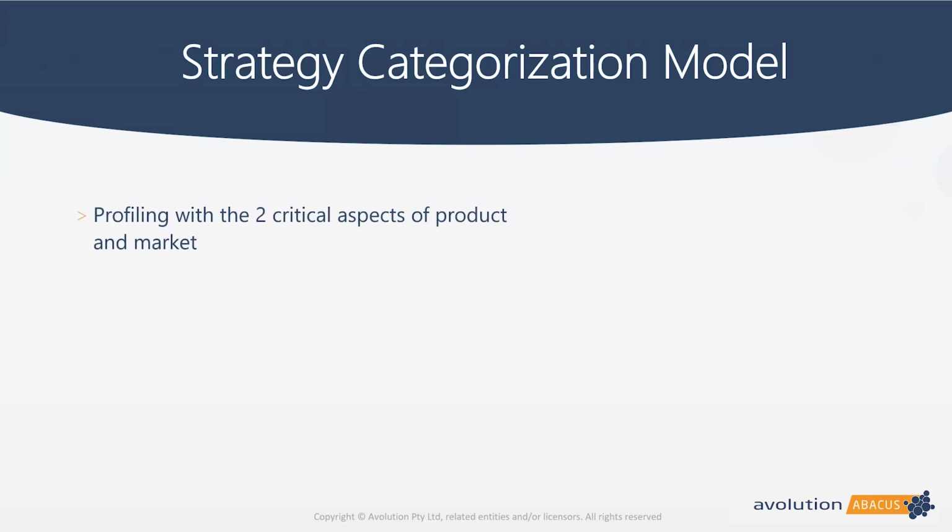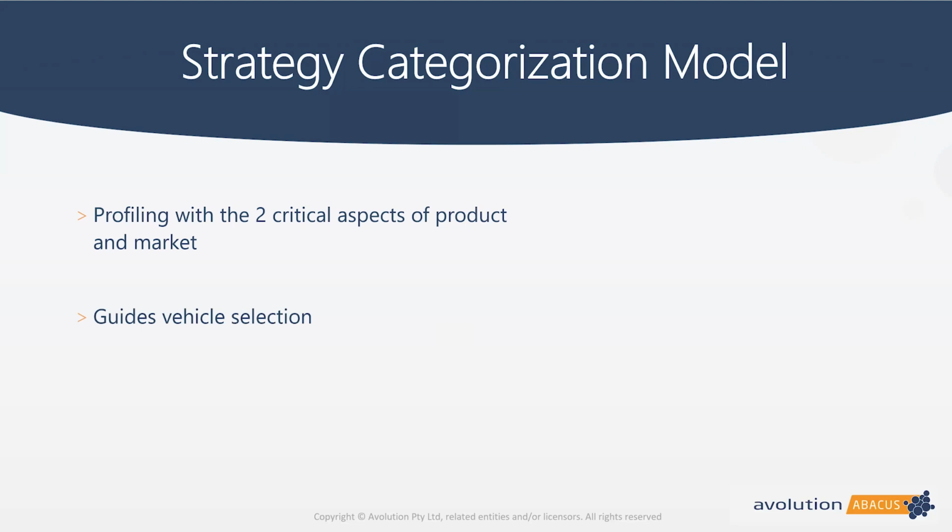So what are our selection criteria for the strategy categorization? So the first is that we definitely want to profile for the two critical aspects of the arena, which is the product and the market. And the second is that ideally it guides the vehicle selection.